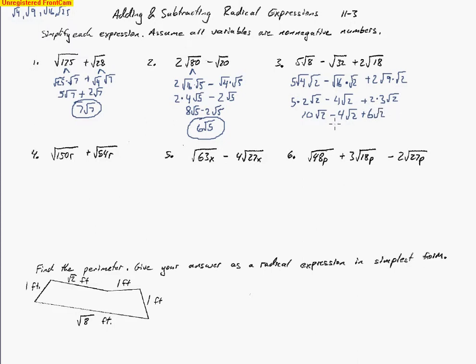Go ahead and do a little more work there. 10 minus 4 makes 6 square roots of 2, plus 6 square roots of 2, leaves me with a total of 12 square roots of 2. And that's in the simplified form. Over here we have the same sort of thing, but this time some variables involved, and that's okay. Just again, take out the perfect square.